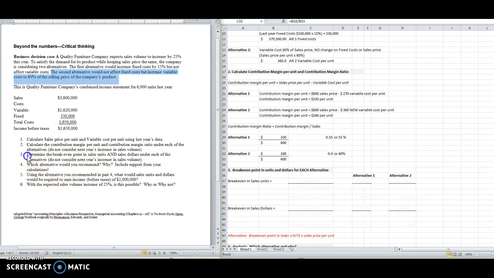So the next step says determine the break-even point in sales units and sales dollars under each alternative. Do not consider next year's increase in sales volume. Why are we not including next year's sales increase in sales volume? Because the sales volume does not change the cost per unit.